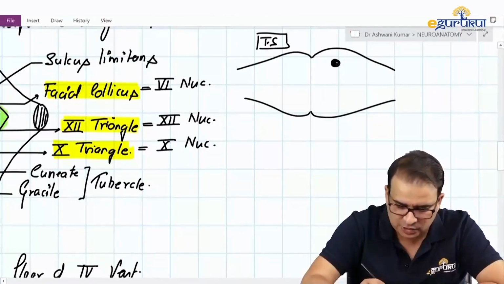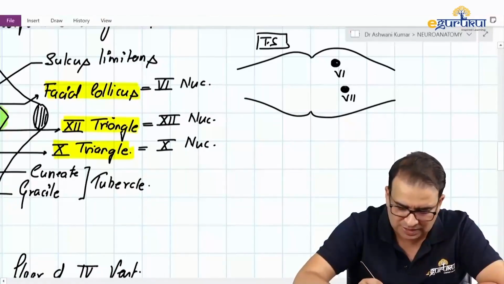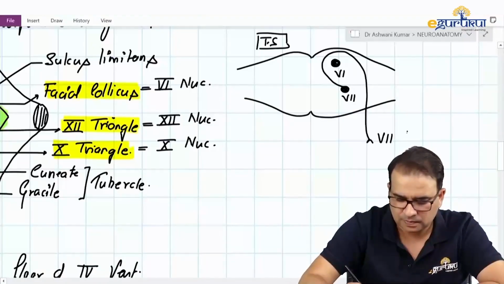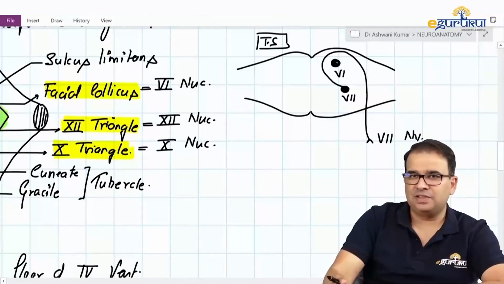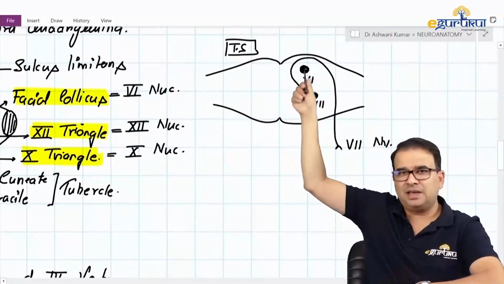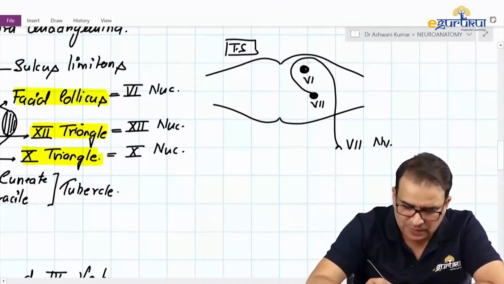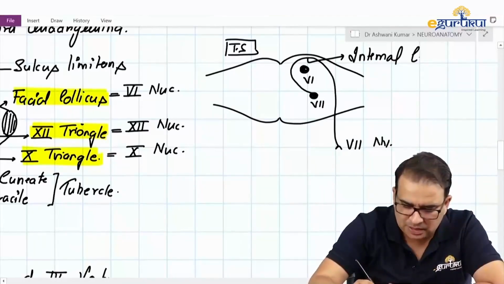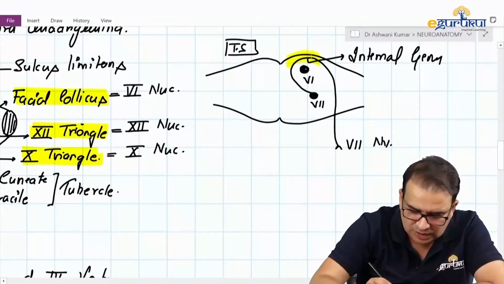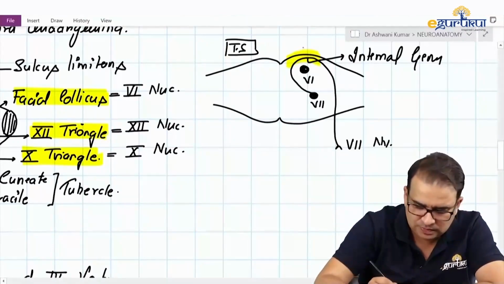And here we have the sixth nucleus, and somewhere inside we have the seventh nucleus. So the seventh nerve will wind around like this and then it emerges out. That's how the seventh nerve comes out, by winding around. We also call it the internal genu of the facial nerve. The bend is called the internal genu. And this elevation which is produced on the surface here is called the facial colliculus, because of the facial nerve.